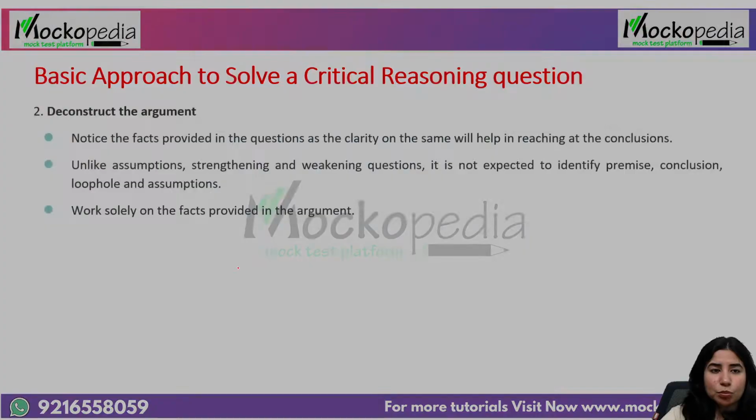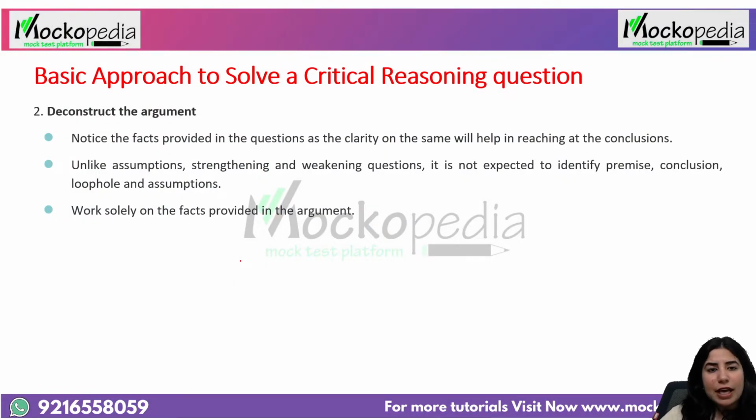So let's move further. Second is deconstruct the argument. So, like I said, in the argument, you are provided with facts. So there will be no conclusion or premise like we get in assumption, strengthening, and weakening questions. We are just provided with facts. Our role will be to understand the facts and see how they are disagreeing with each other. So fundamental clarity on the paradox is important. Then only will you understand what the correct answer should be. So pay attention to the details, right?